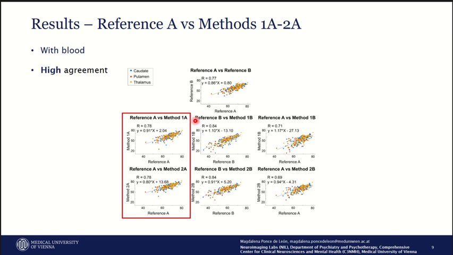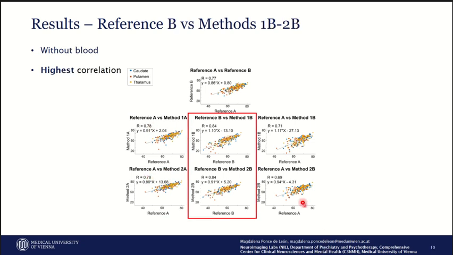We then compare methods 1A and 2A with reference A. All these were estimated with blood. The agreement in this case was also high. It was 0.78 for both comparisons.